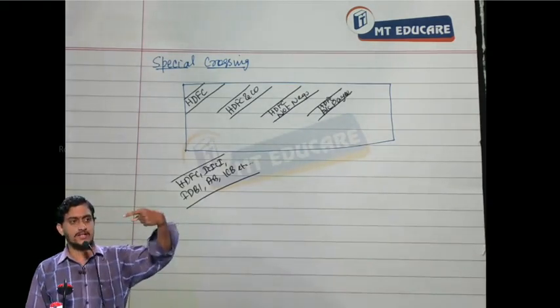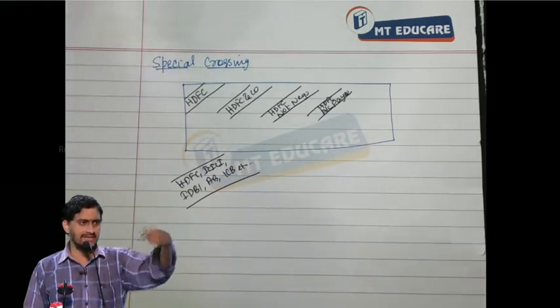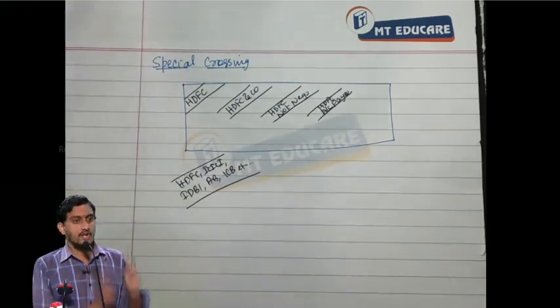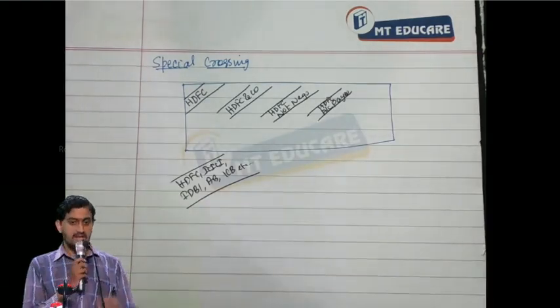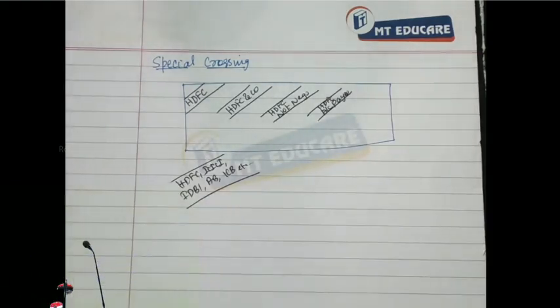Point number one, special crossing is a direction. Who is giving this direction to whom? Drawer is giving this direction to the paying bank. What direction is the drawer giving to the paying banker? Pay it only through a specified bank. Can he pay it across the counter? No. He should pay it only through the specified bank.